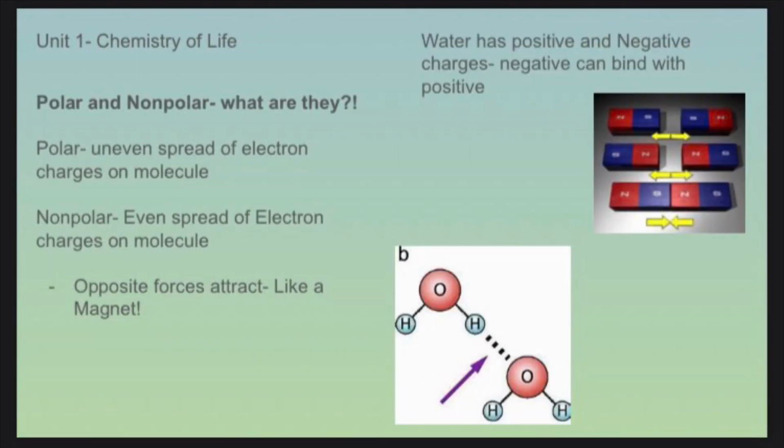Alright, now from the last slide, we gotta first know, what is polar and non-polar? First of all, polar is the uneven spread of electrons, or the charges, around the molecule. Non-polar is an even spread, the exact opposite, on the molecule. And just like it says, opposite forces attract. So if you notice in the picture, the hydrogen, which is negative charge, and the oxygen, which is a positive charge, attract to each other. Just like a magnet. So that's a good way to remember.